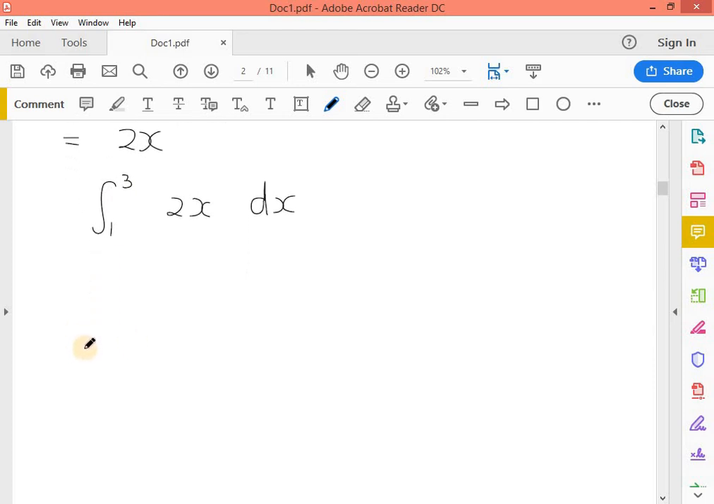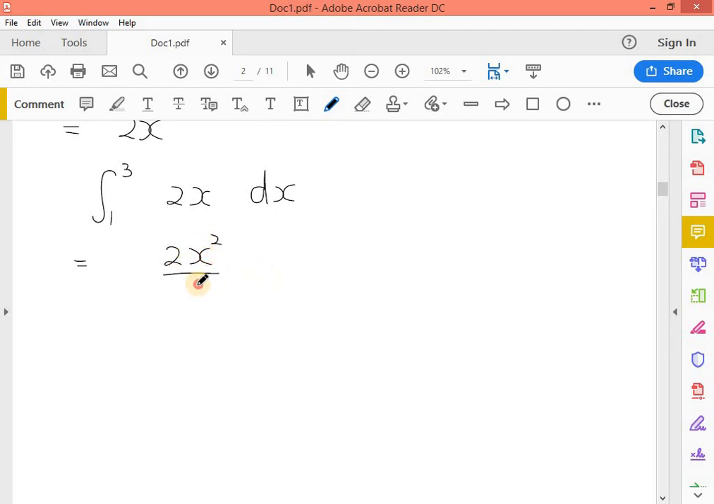Okay, so I think this one will be easy for you. Am I right? So it will become 2x squared over 2, from 1 to 3. So this one you can cancel. Okay, and then 3 squared minus 1 squared. You will get 8. Okay, so this one will be your answer.